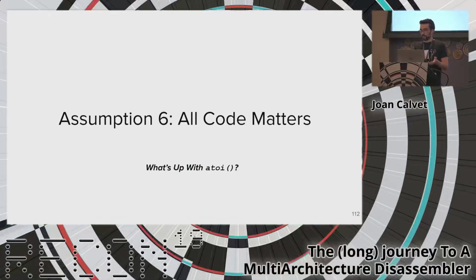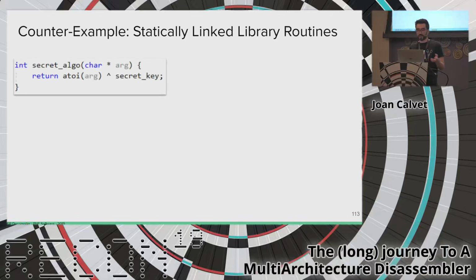And the final assumption we made during the step-by-step disassembly that I want to review is that we supposed that all code matters. This assumption is a bit different from the others. It's not really that we wrongly assume something, but more that something important is missing in the basic disassembler. To illustrate that, let's come back to the toy example.